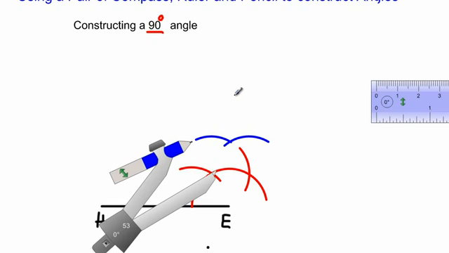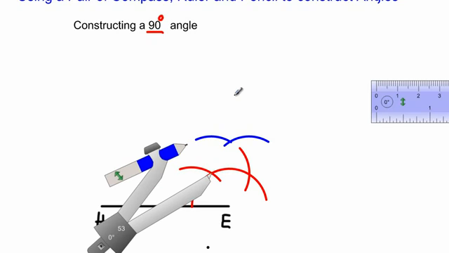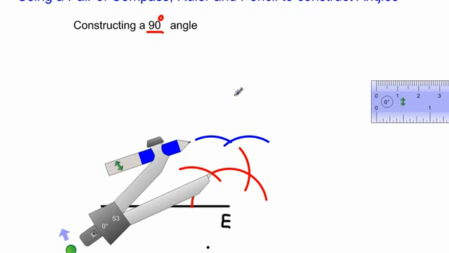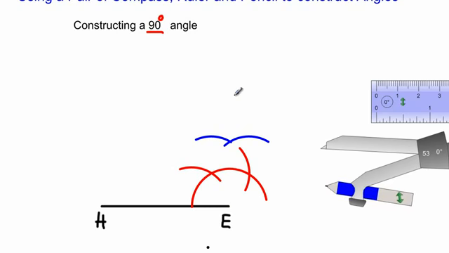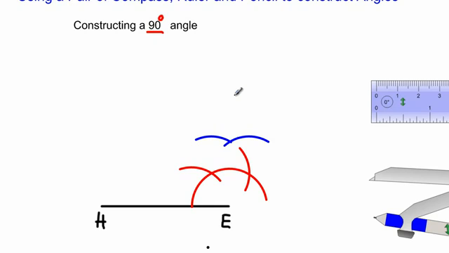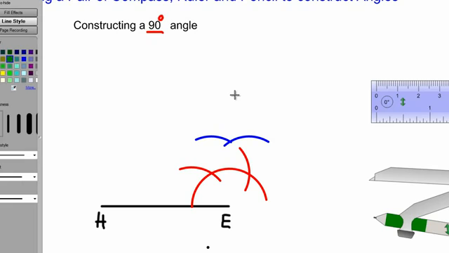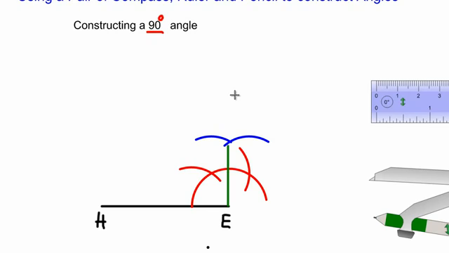I have an intersection right there, and I think it's quite evident. So what I'll be doing now, I'll be using my ruler to draw a straight line from the point E through the point of intersection, and there I would have my 90 degrees. Please use your rule to draw this line from the point E, straight through the point of intersection. And that's my 90-degree angle.